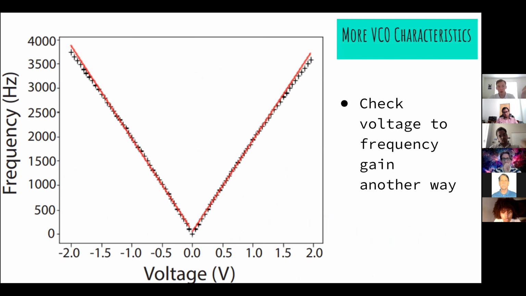A better way to check this is by sweeping our voltage across, say, -2 volts to 2 volts. If at every point we extract the frequency and plot this versus the voltage, we get the linear relationship that we would expect, because the frequency of output of the VCO is expected to be linearly related to the voltage input. And we can fit these with a line to get the voltage to frequency ratio, again, about 1900 Hertz.